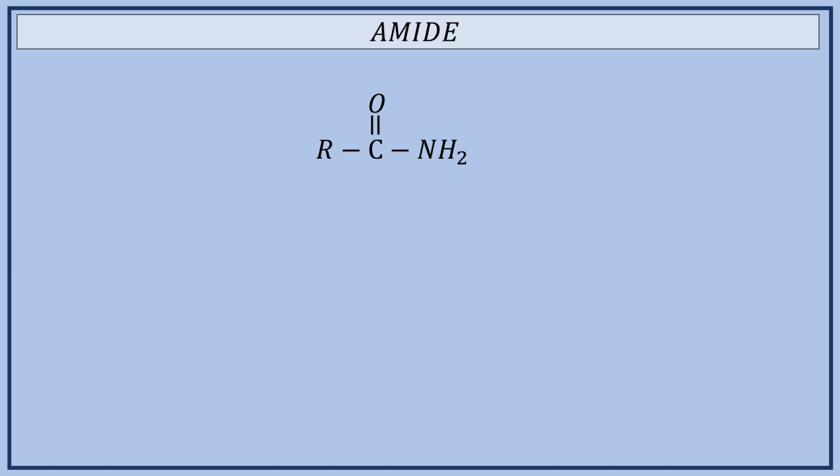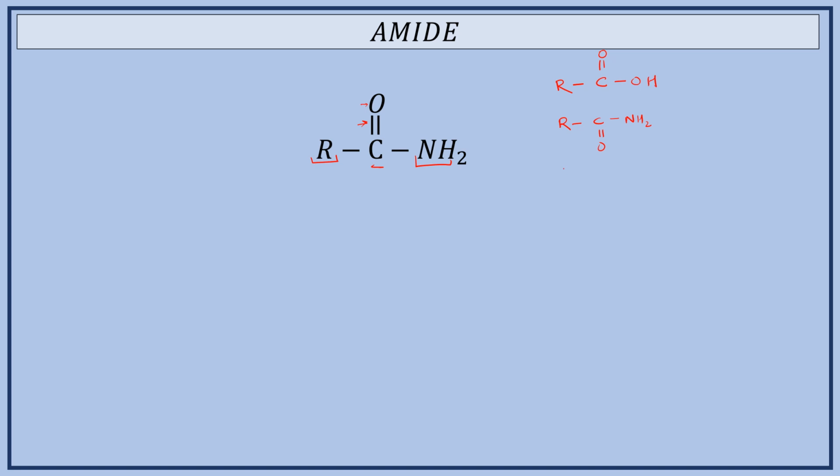An amide is an organic molecule in which the carbonyl group, that is carbon bonded with oxygen through a double bond, is linked with an alkyl group on one side and NH2 group on the other side. We can understand its derivation from the carboxylic acid group, which is represented by RC double bond O OH. So if we replace OH with NH2, then we will get the amide group.